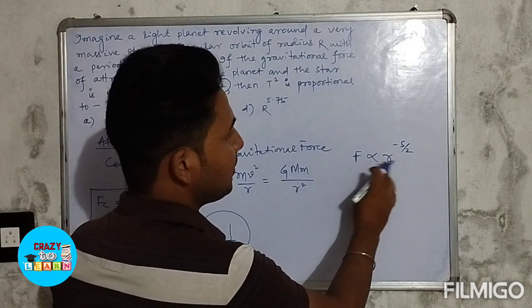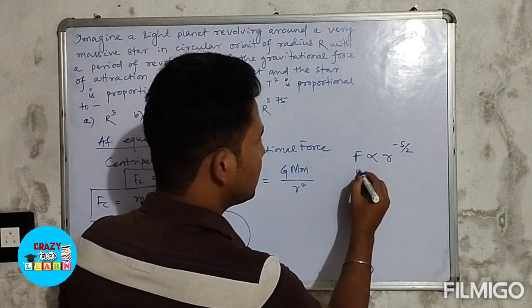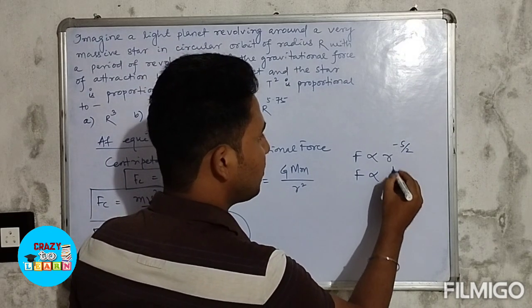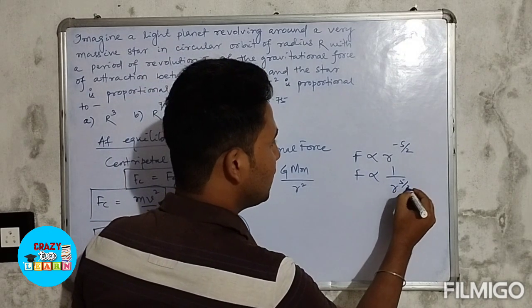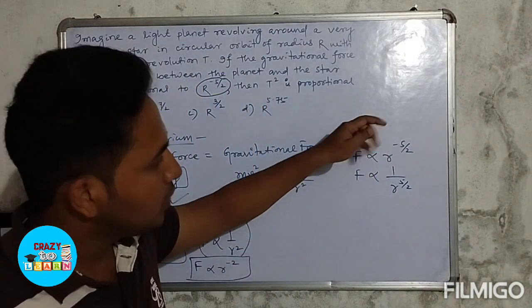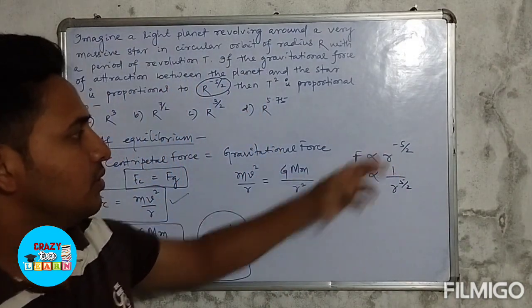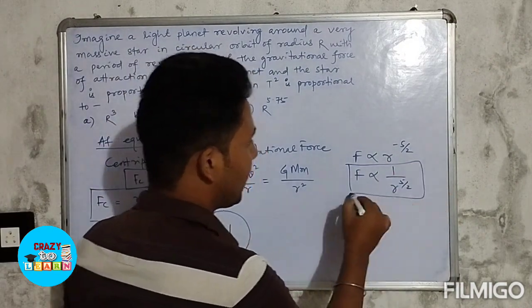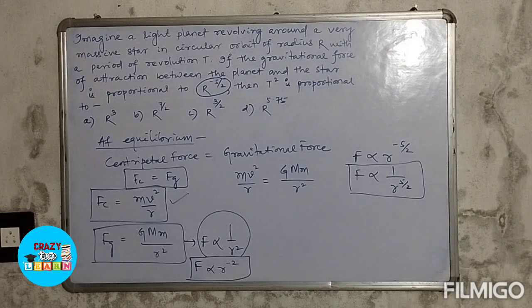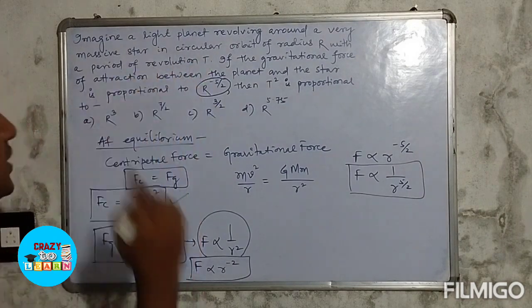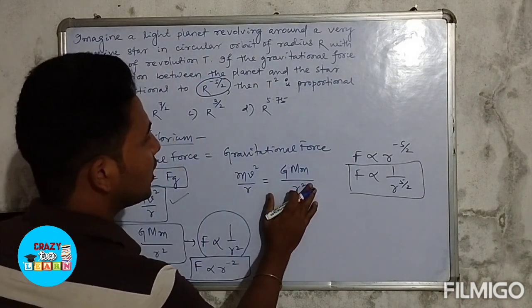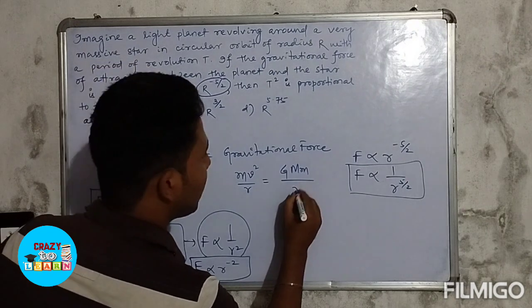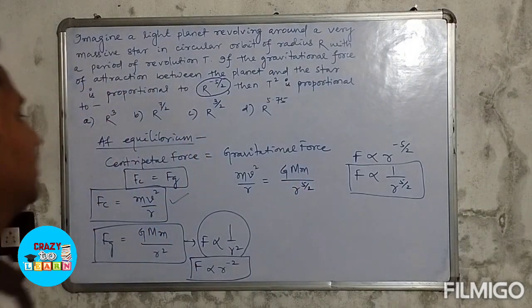So F is directly proportional to r power minus 5 by 2. So you can write F is inversely proportional to r power 5 by 2. If you take r power 5 by 2 in the denominator, it will be positive. So now we are getting F inversely proportional to 1 by r power 5 by 2. So what change will we get for this question? Now in the place of r square we have to put r power 5 by 2.